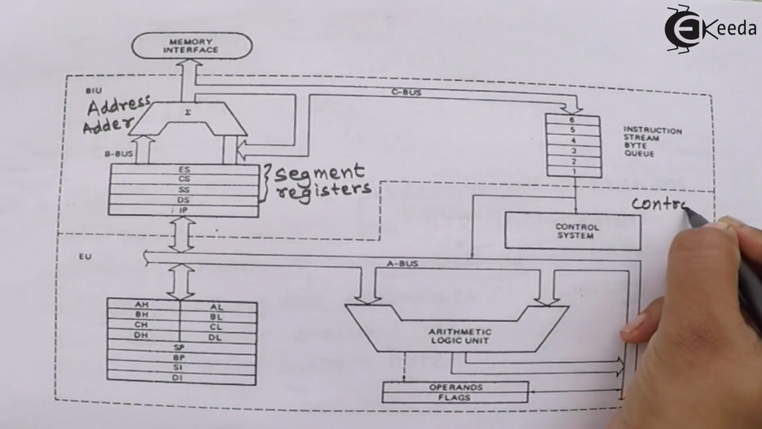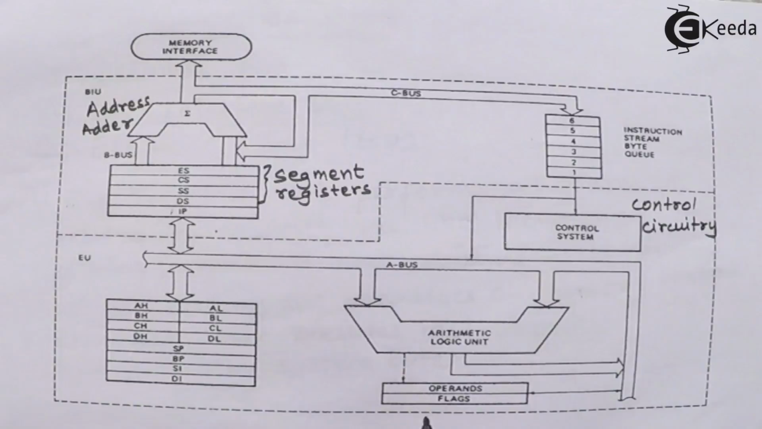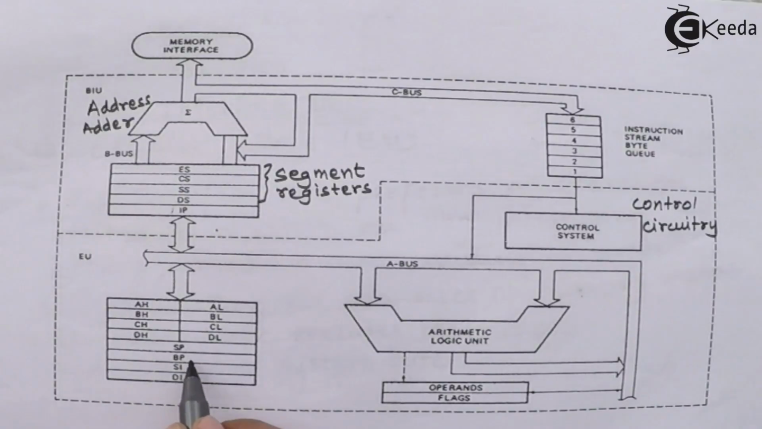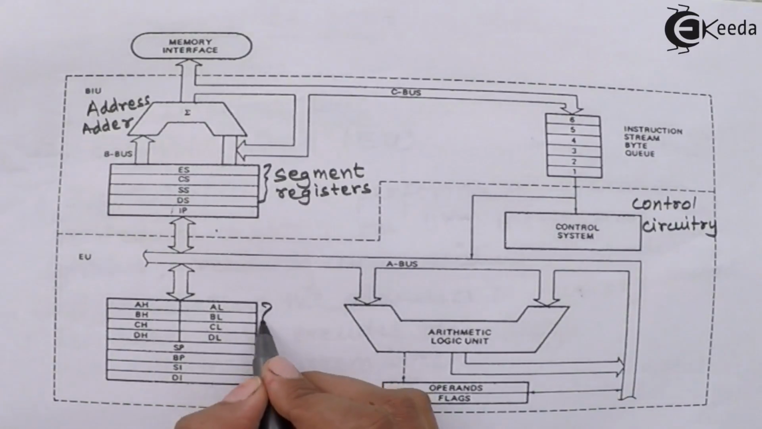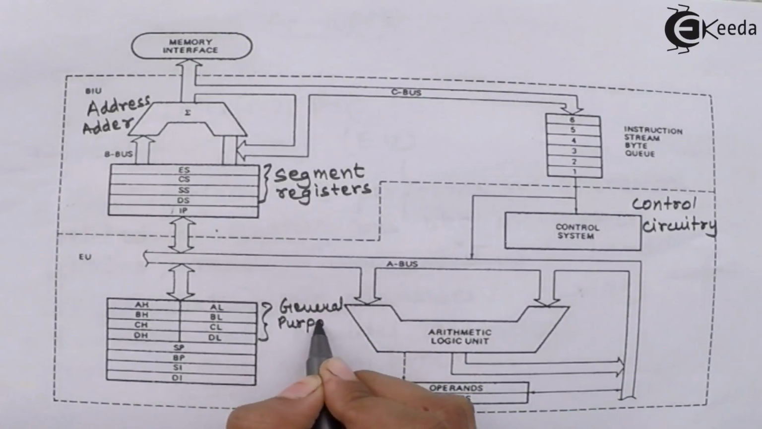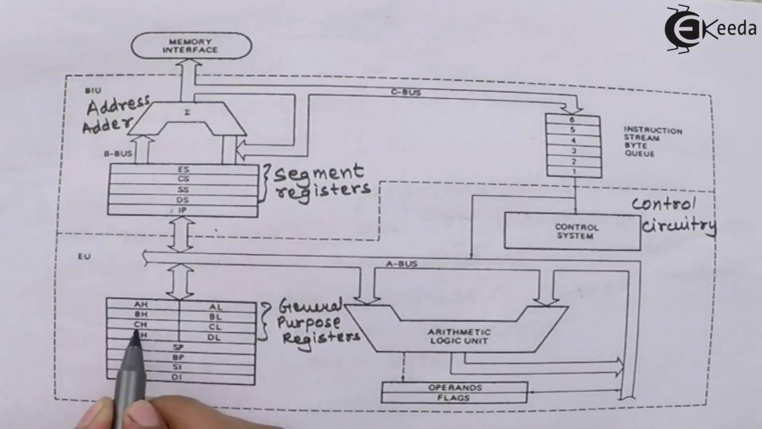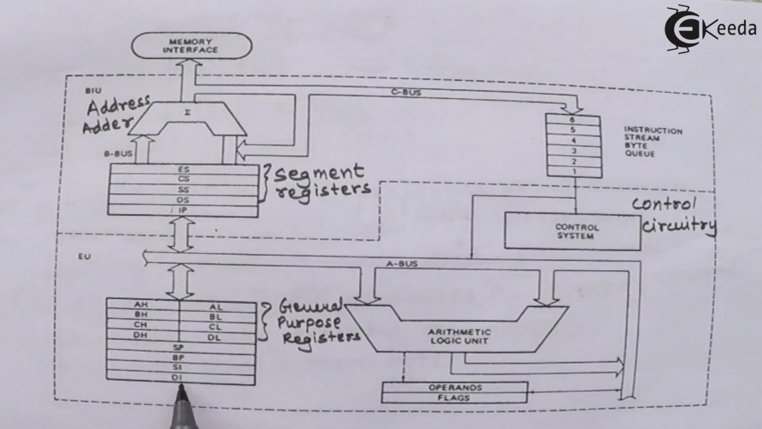So this is the control circuitry. Then we have the instruction decoder. Then we have the stack pointer, base pointer, that means the pointer registers, and the index registers. Then we have the general purpose registers also: the accumulator, the base register, count register, and the data register. Then we have source index, destination index, base pointer, and the stack pointer here.